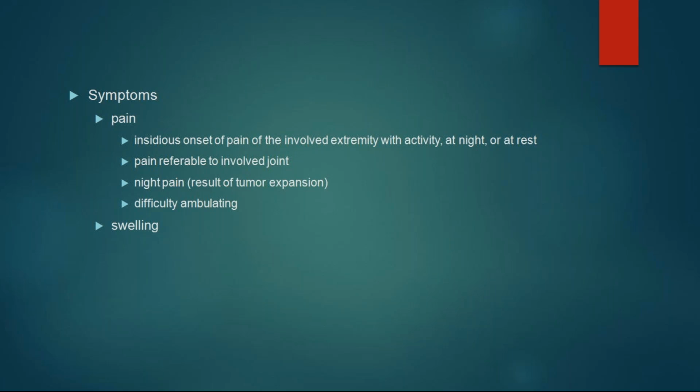And coming to the symptoms, as we have already told, it's an aggressive tumor, so there will be insidious onset of pain involving the extremity, which is present with activity, at night, or at rest. Pain is referable to the involved joint, and especially night pain is present, along with difficulty in ambulating and swelling, as it is a characteristic feature of tumors.